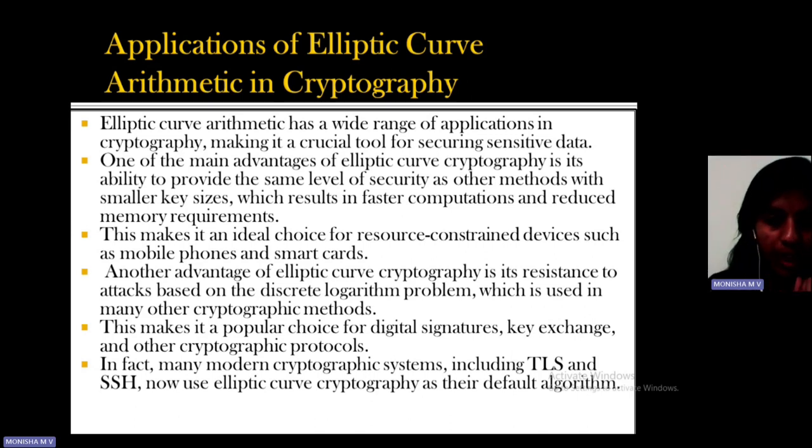Another advantage of elliptic curve in cryptography is its resistance to attacks based on the discrete logarithm problem, which is used in many other cryptographic methods. We have several cryptographic methods, but in this particular one we are not using the discrete logarithm problem, which is vulnerable to attacks by hackers and cyber criminals. So we can prevent that by using elliptic curve arithmetic. This makes it a popular choice for digital signatures, key exchange, and other cryptographic protocols. In fact, many modern cryptographic systems, including TLS and SSH, now use elliptic curve cryptography as their default algorithms.